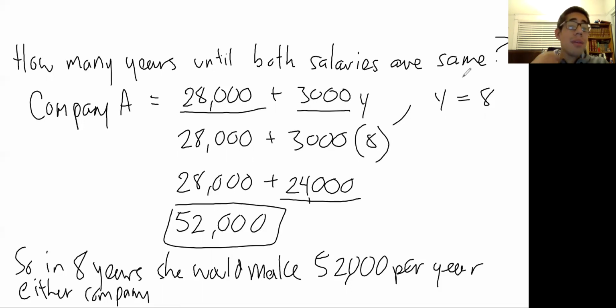And we know that it's going to be the same for Company B. After 8 years of working and getting $2,000 every year on top of her salary, she's also going to make $52,000 at Company B. So in 8 years, she would have made $52,000 a year with either company. So this is where the real-world critical thinking comes in. What would be better for her, to work for Company A or Company B?